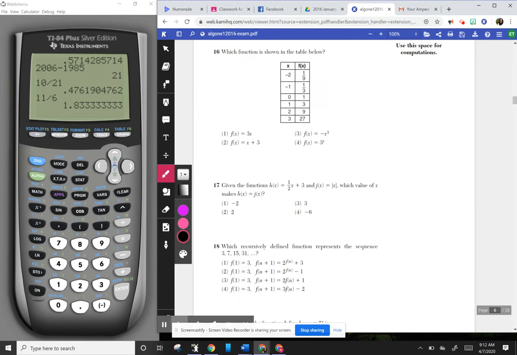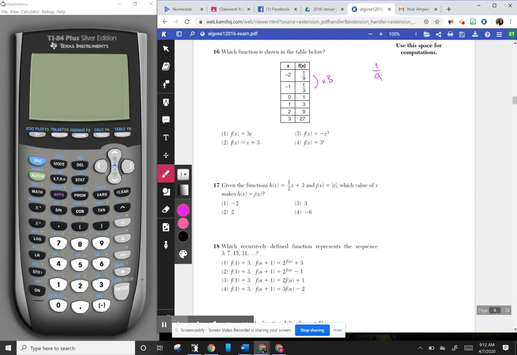Okay, question 16, which function is shown in the table below? So whenever you're looking at a table and thinking about functions, the first thing you want to do is look for the rate of change. So in this case, from 1/9 to 1/3, it looks like we are multiplying by 3. Or we could say adding, but adding would get a little more tricky because that would be 1/9.